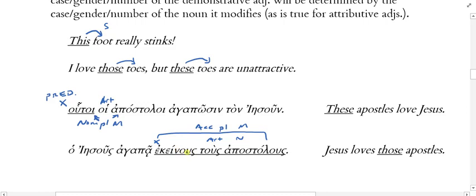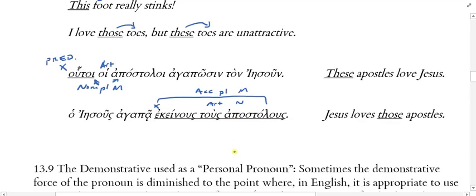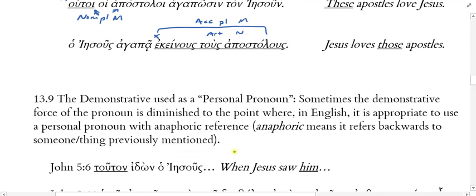And I'm going to translate it, though, as if it were attributive. Jesus loves which apostles? Those apostles. It's the far demonstrative. Jesus loves those apostles. So that's how we're going to see the demonstratives functioning. Those are the two most common.